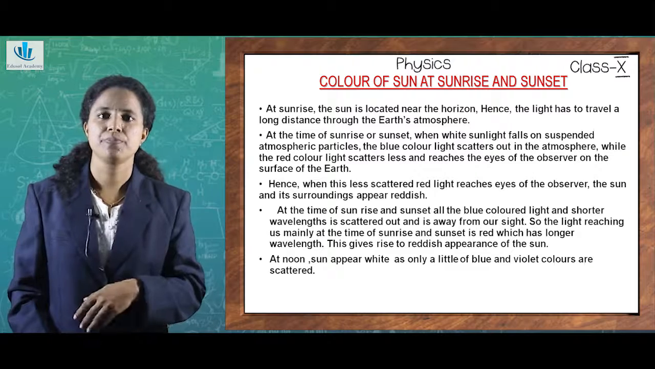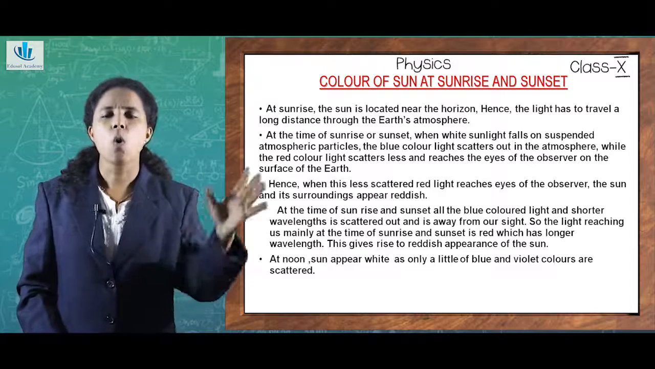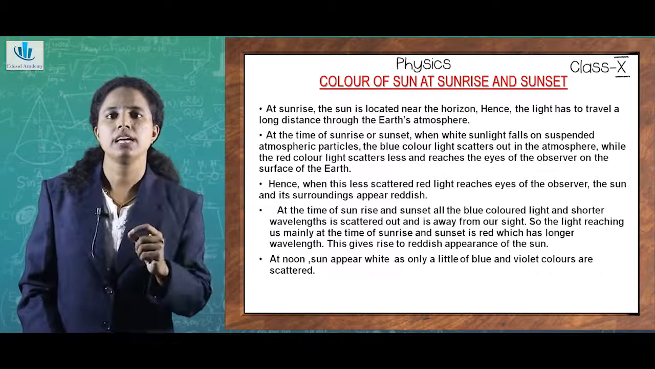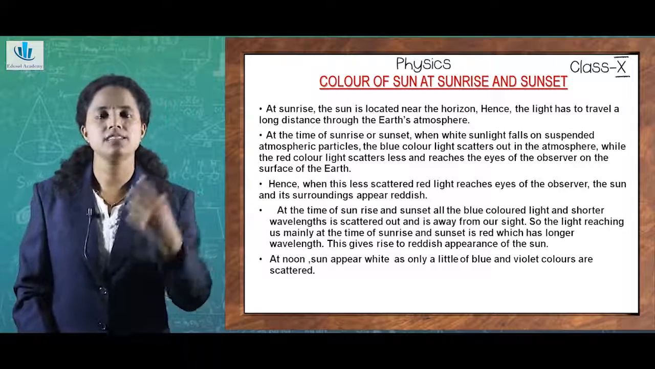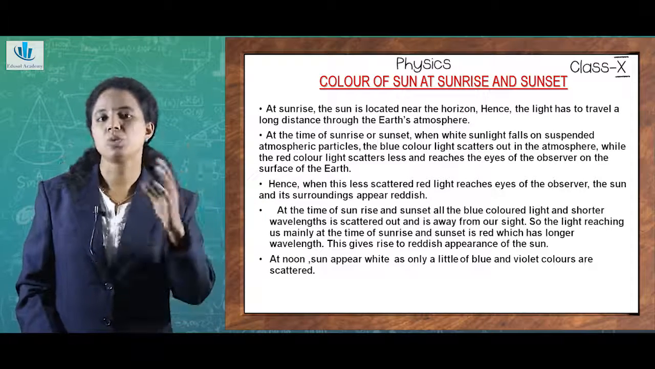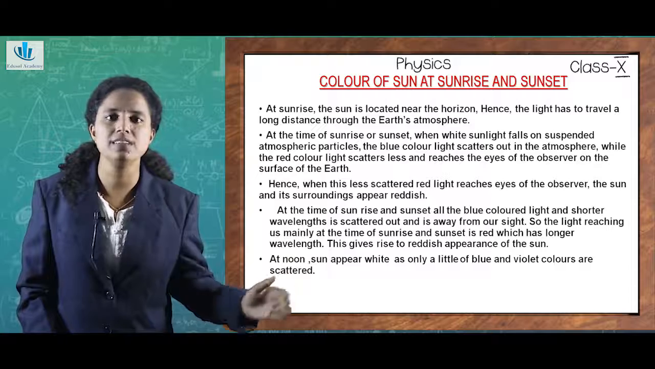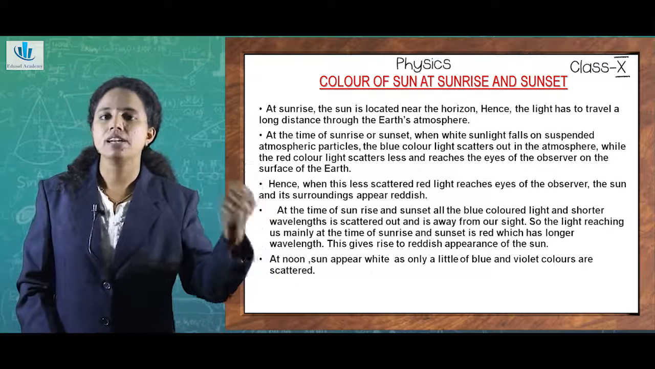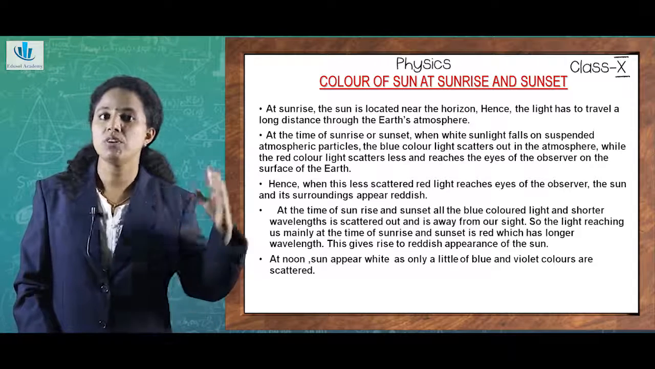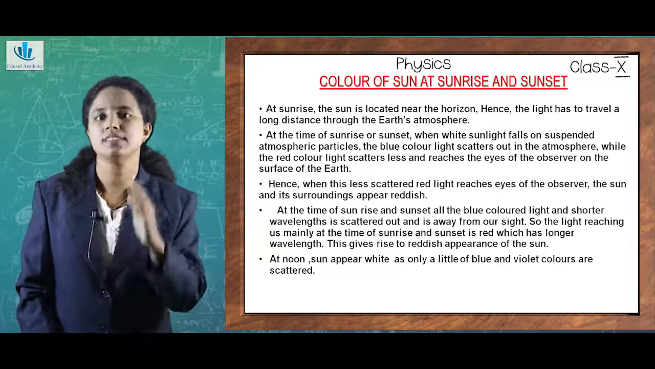Hence, when this less scattered red light reaches the eyes of the observer, the other surroundings near the sun also appear reddish. So, what happens at the time of sunrise and sunset is that all the blue colored light is being scattered, and the shorter wavelength is scattered in a bigger way. That is, the blue is being scattered in a bigger way and that is away from our eyesight. But the red color, which is having the longer wavelength, about 800 nanometers, is only less scattered. So the light reaching us mainly at the time of sunrise and sunset is the red, which is of longer wavelength. So this gives rise to the reddish appearance of the sun.